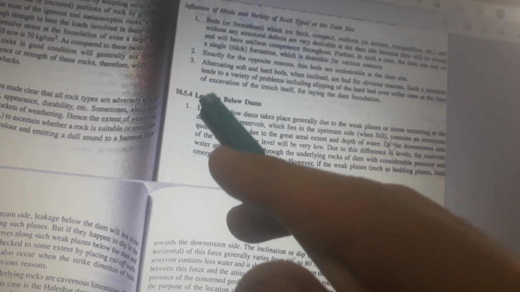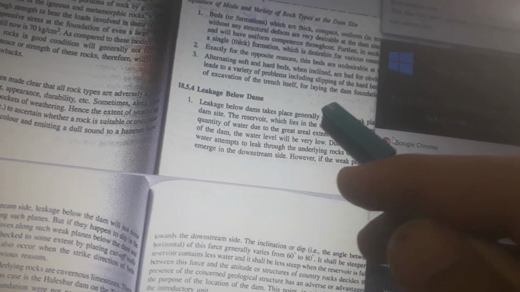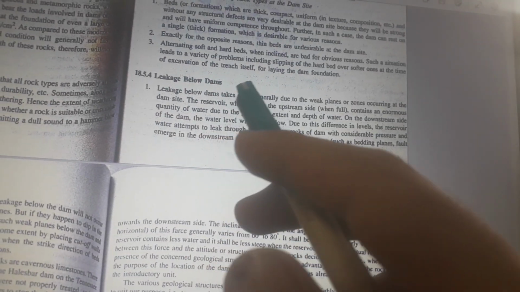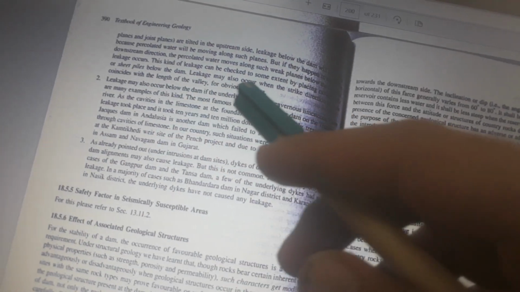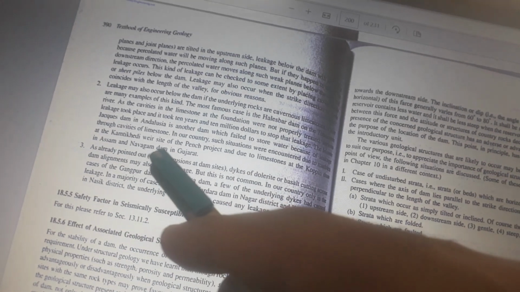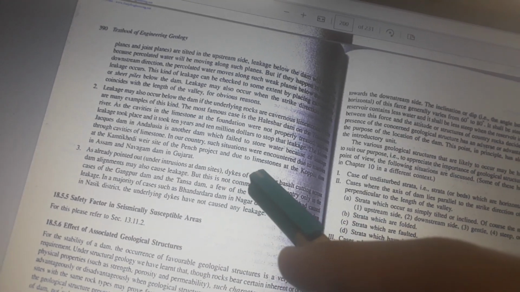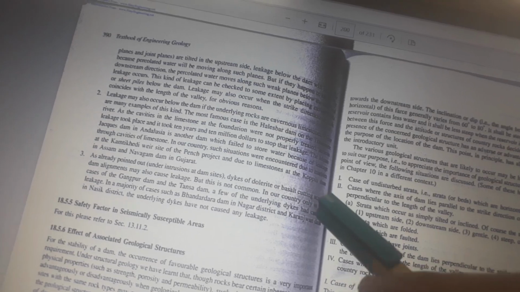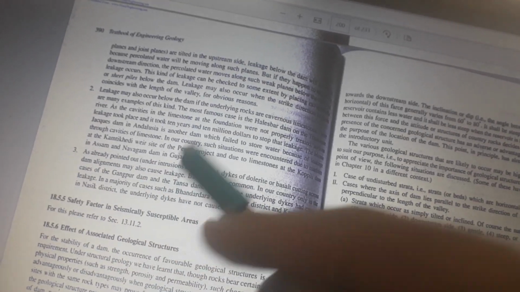Leakage below dam. Leakage below a dam takes place generally due to weak planes or zones occurring at the dam site. Leakage may also occur below the dam if the underlying rocks are cavernous limestones. As already pointed out, igneous intrusions at the dam site, such as dikes of dolerite or basalt cutting across the dam alignment, may also cause leakage.